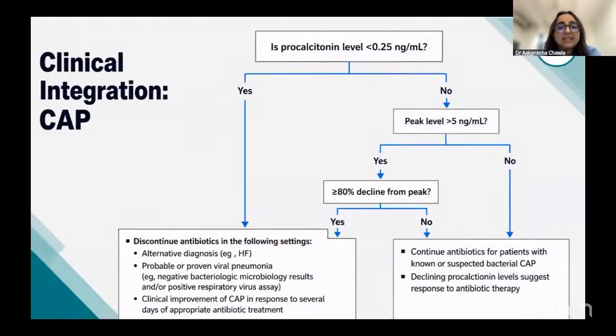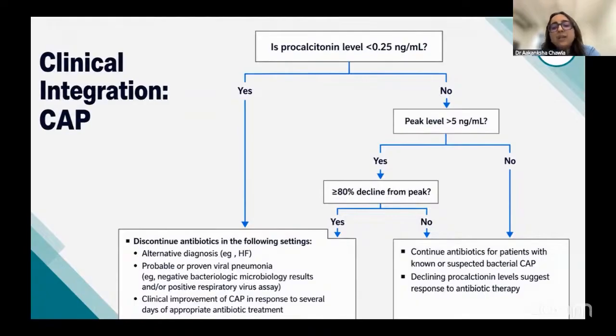If it is declining, if the level is less than 0.25, then you discontinue antibiotics under the following possibilities. One, there could be an alternative diagnosis, there could be a probable viral pneumonia, or there could be a clinical improvement in your patient with CAP after several days of therapy.